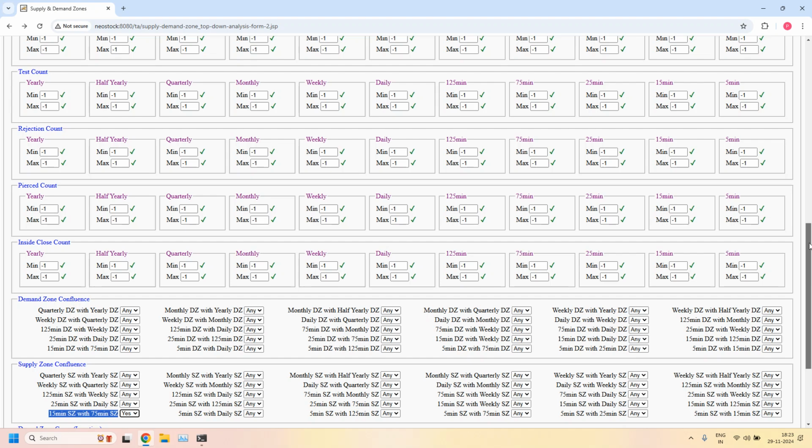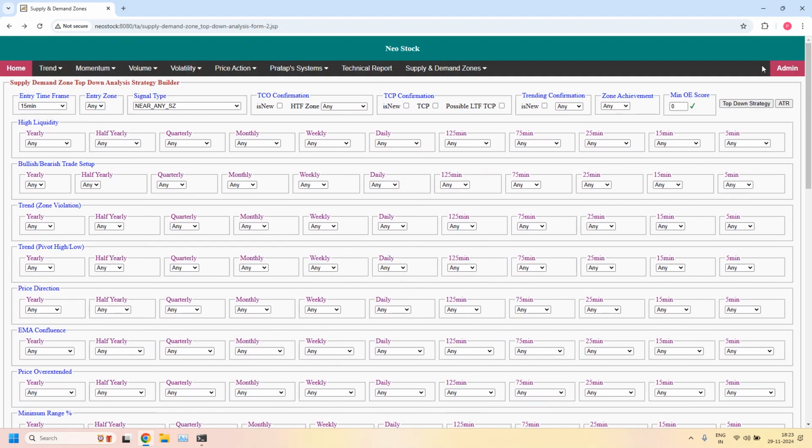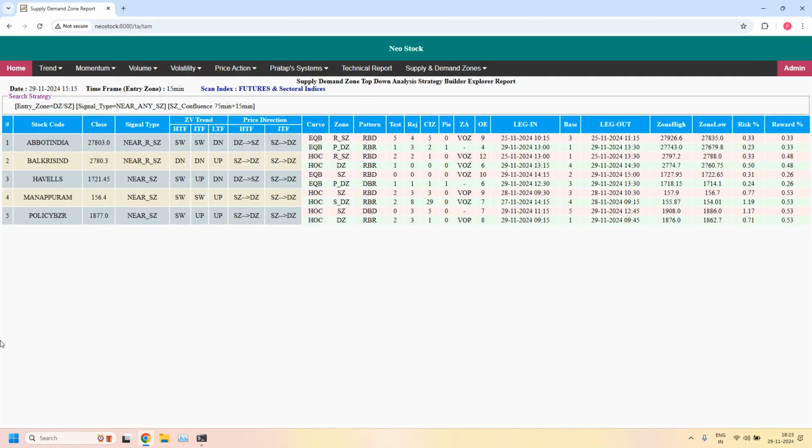And with this filter, we got 5 stocks. In all these 5 supply zones, the 15 minute supply zones are part of the 75 minute supply zone. That is what zone confluence. Okay, this is about 15 minutes time frame.